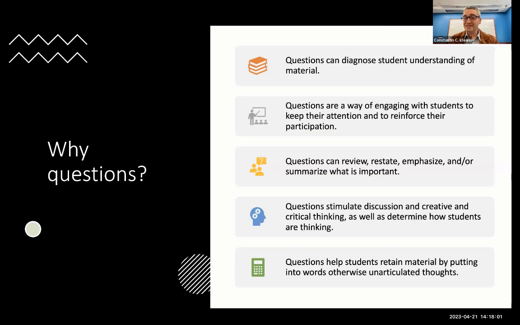Questions can review, restate, emphasize, or summarize what is important, right? So we can even delve deeper. As you see in the next one, they can stimulate discussion and creative and critical thinking, as well as determine how students are thinking in the moment. You may take your students from whatever topic. Let's say a student talks about the camera not being focused in one instance, but you want them to focus somewhere else.